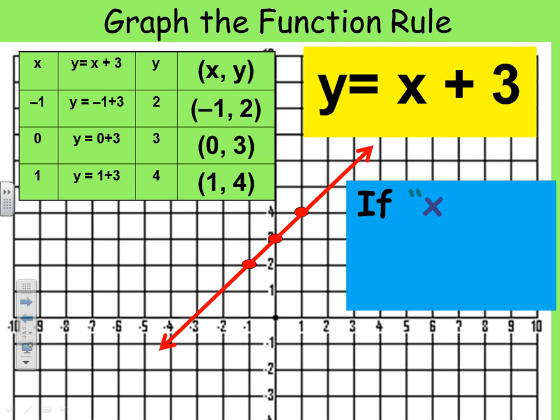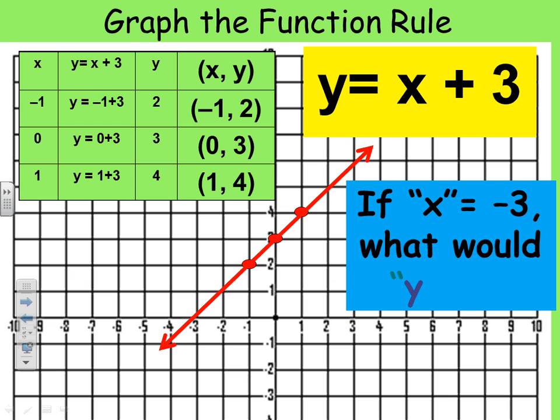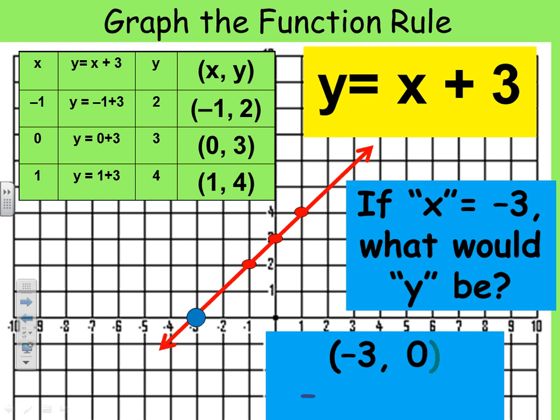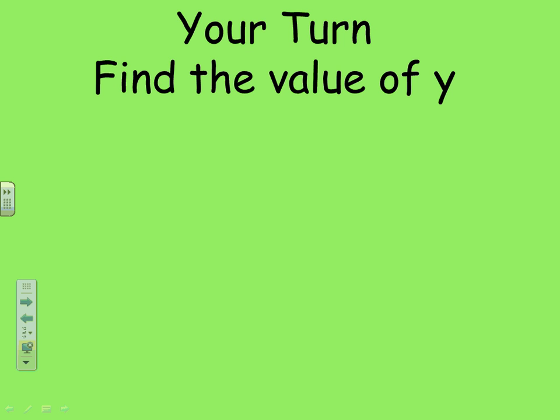And so the question is, if x is -3, what would y be? And you could go back on your x-axis to -3 and say y is 0, or we could substitute it in. -3 plus 3 is 0. Substitute that -3 in.